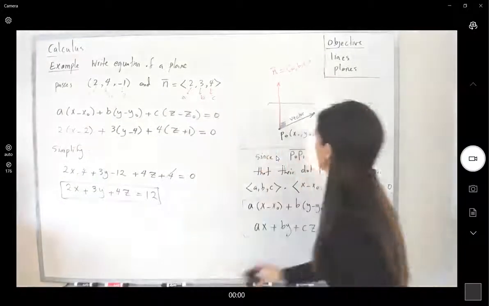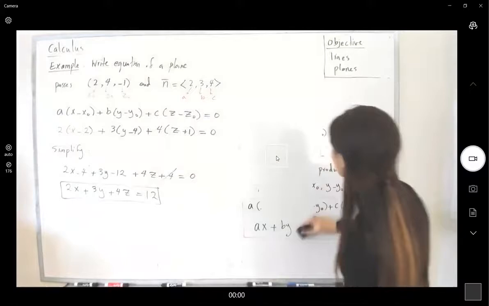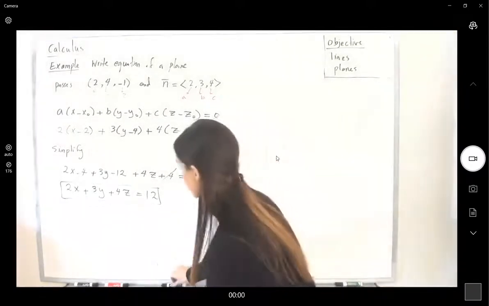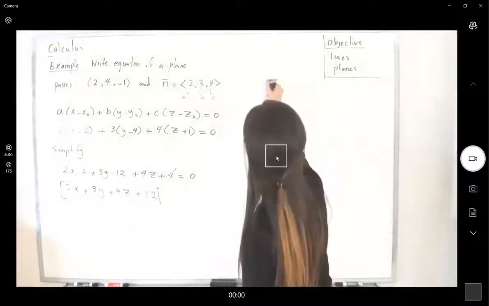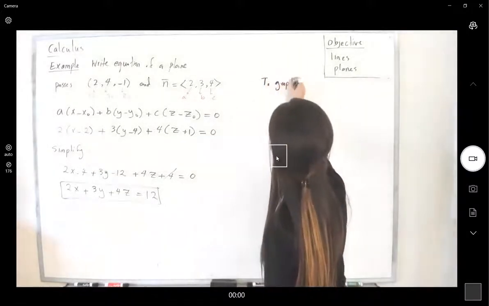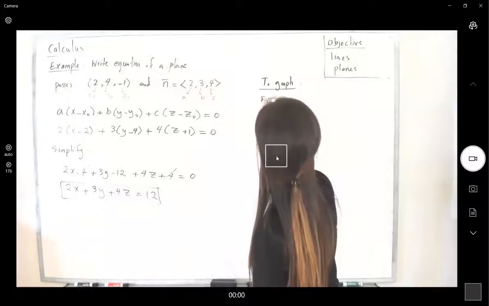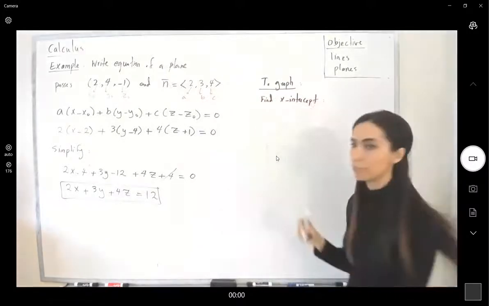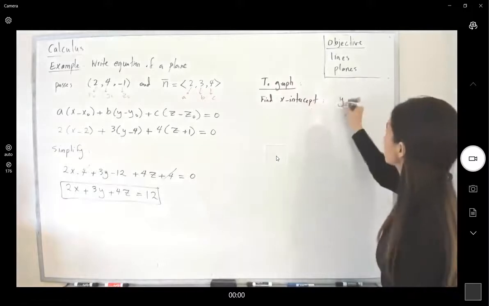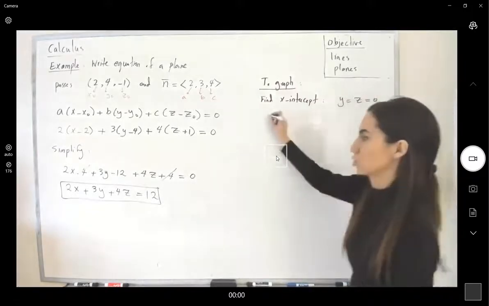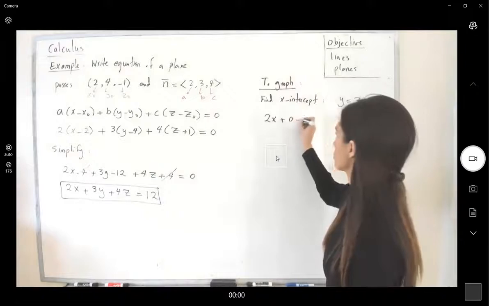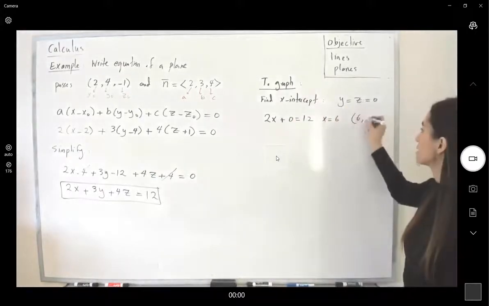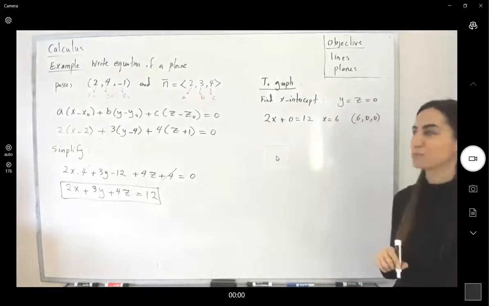To graph this, you're going to find the x-intercept, y-intercept, and z-intercept. To find the x-intercept, we set y and z equal to 0. So here you get 2x plus 0 is 12, so x is 6. The point of intersection with the x-axis is 6, 0, 0.